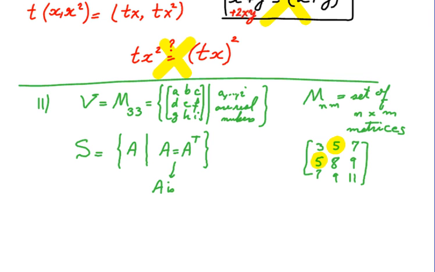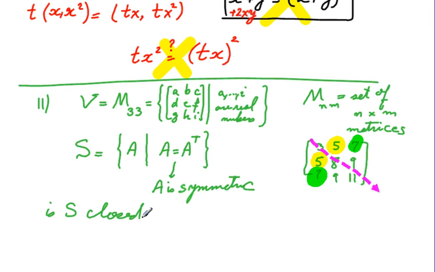These guys have to be the same across the main diagonal. This is the main diagonal. On the main diagonal, you can have anything you want. Whatever is across this has to match, like this diagonal was a mirror, something that is a symmetric image of itself. So A is symmetric. Same question. Is S closed under addition?